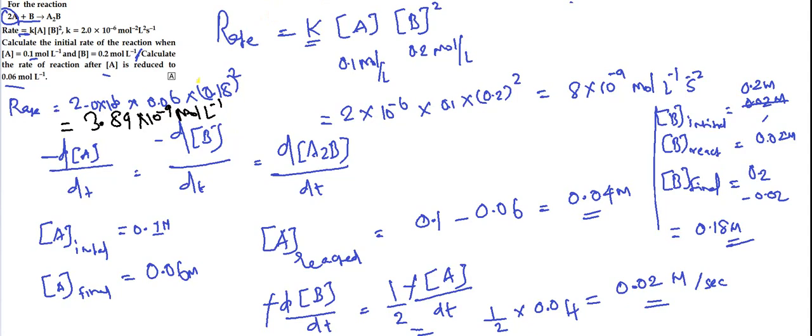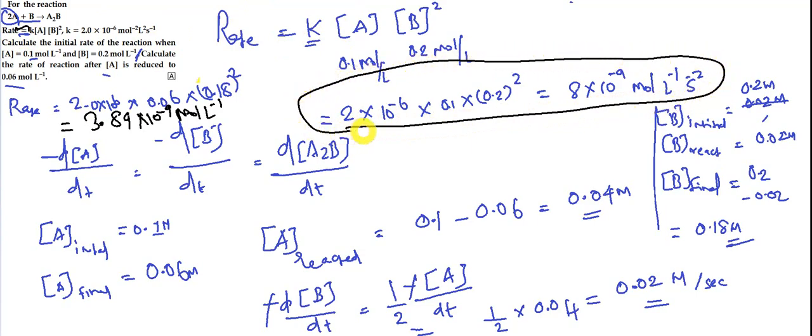So let us have a check over here. The first part: calculate the initial rate of the reaction when A is equal to 0.1 mole per liter, B is equal to 0.2 mole per liter. This is a direct question. So they had given the rate equation, so we simply substitute and we can find it out. Right? This is the answer for the first part.